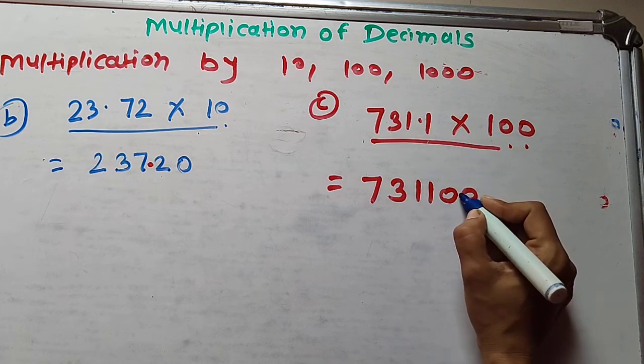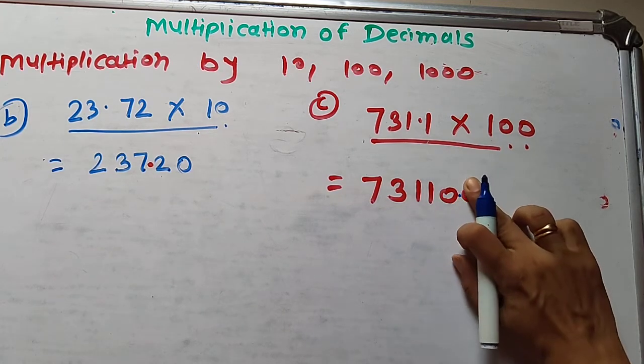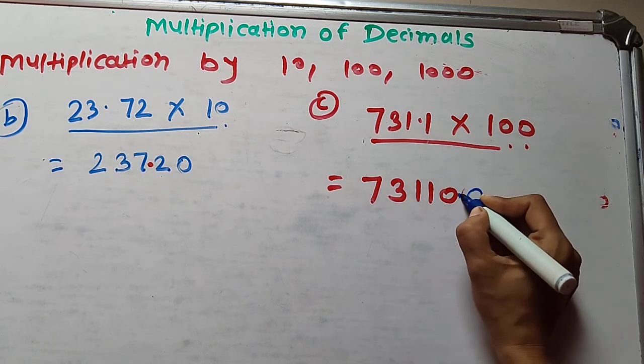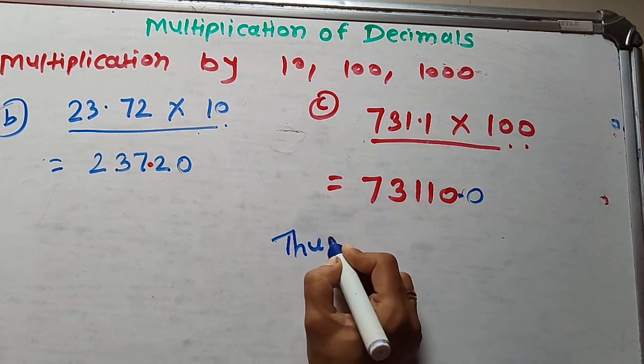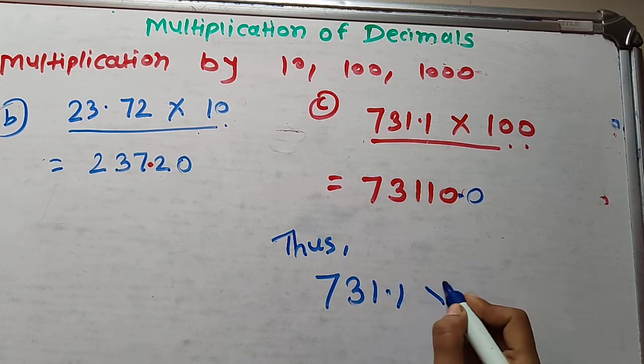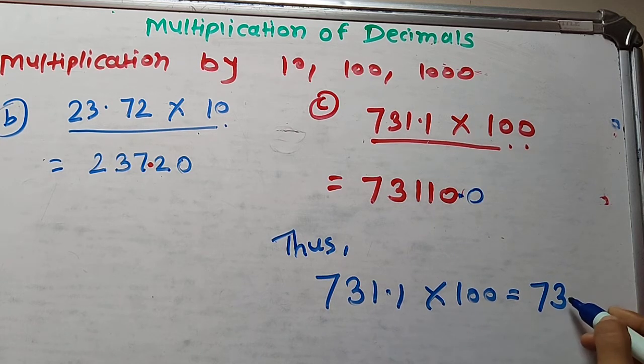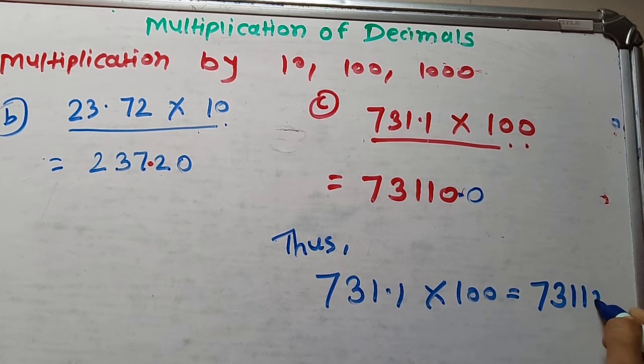So here the decimal point will come. Before 1 digit. So here there is 1 0, so before the 0 what will come? Decimal point. So you have to write your answer. Thus 731.1 multiplied by 100, we get the answer 73,110.0. This is your answer.